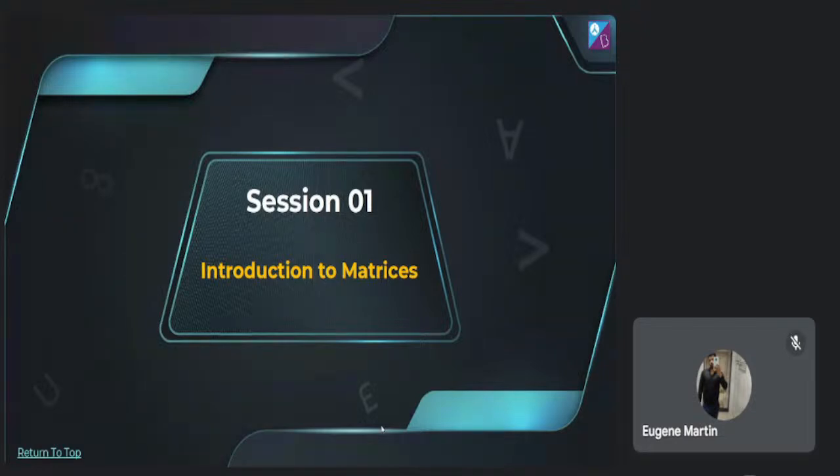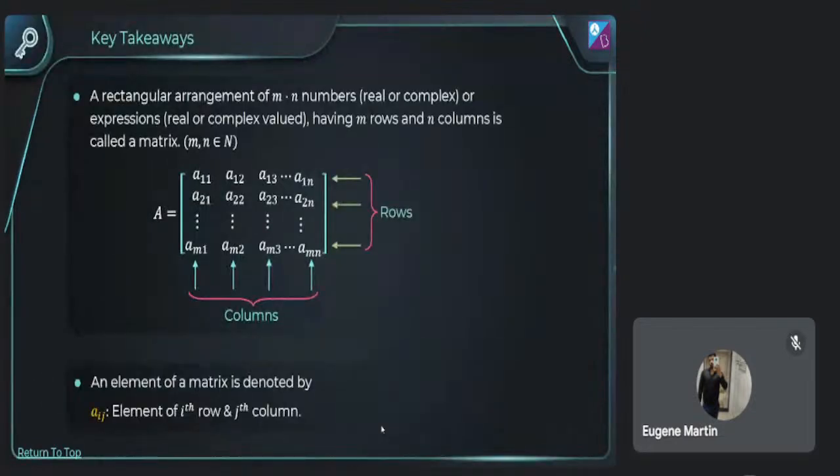All right. In that case, I would define matrix for you. We can define a matrix as a rectangular arrangement of m·n numbers. It can be real numbers, complex numbers or expressions, having m rows and n columns, right? So this rectangular arrangement of elements in rows and columns in a tabular manner is called a matrix.